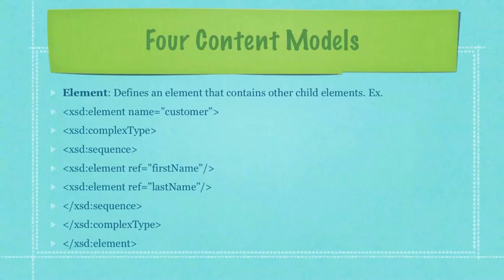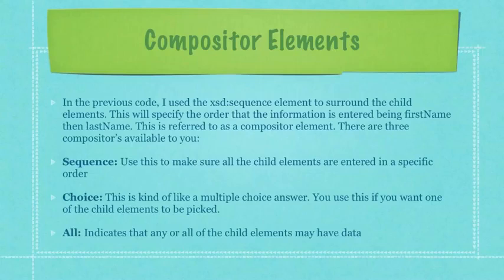You can see that I'm defining an element named first name as well as another element named last name. Pay specific attention to the definition I make here in the third line, meaning XSD followed by the word sequence. In the previous code, I used the XSD sequence element to surround the child elements. This will specify the order that the information is entered, being first name and then last name. This is referred to as a compositor element.